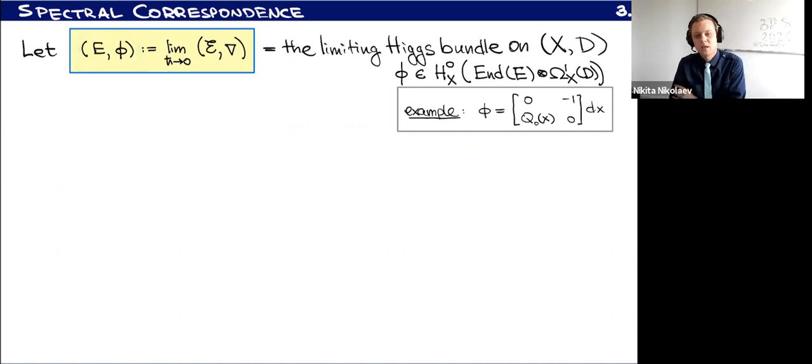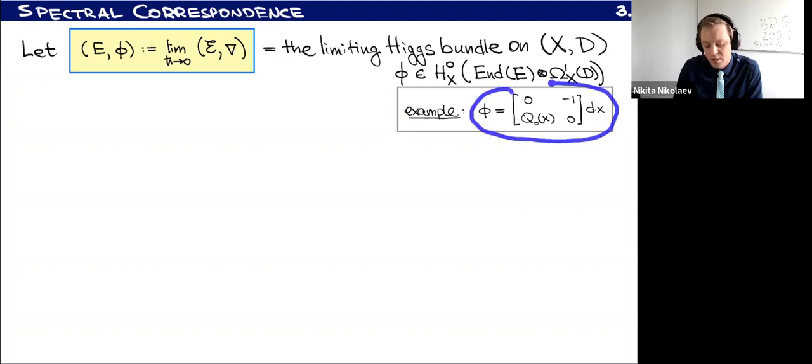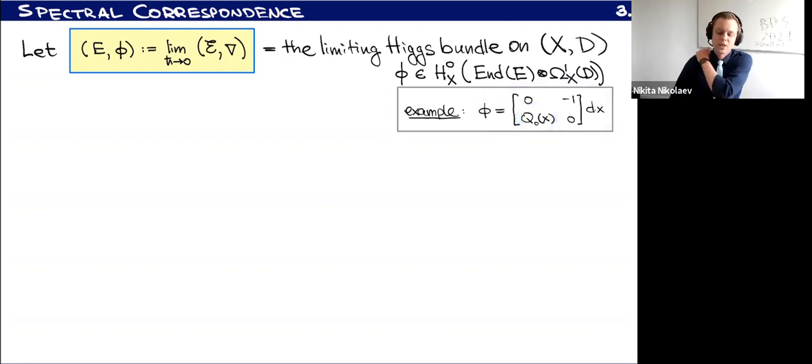So given an h bar connection, you always, by taking the limit as h bar goes to 0, get a Higgs bundle. I call that a limiting Higgs bundle. It's a meromorphic Higgs bundle. Again, in the previous example with the Schrödinger equation, this limiting Higgs field is just the matrix in the connection, except that I only take the leading order part of the potential Q. So that's my Higgs field.